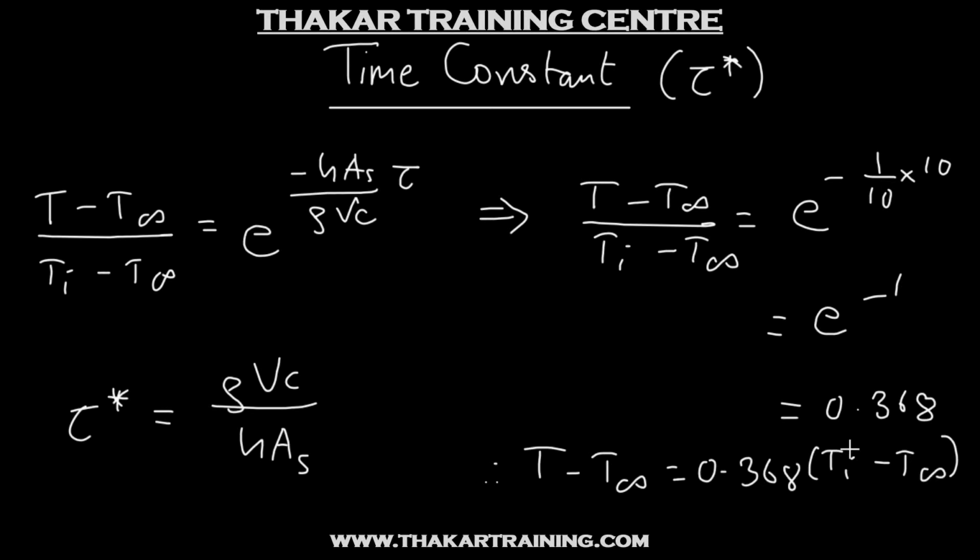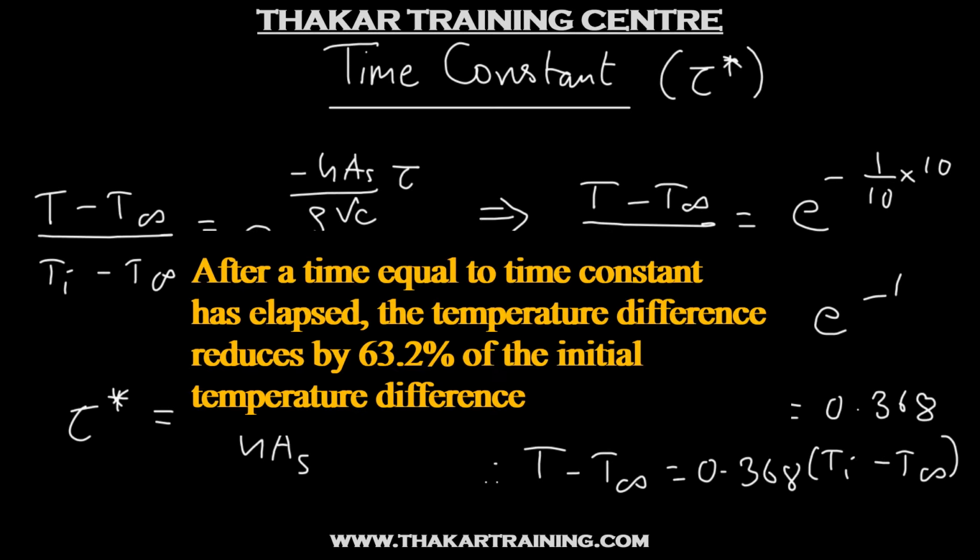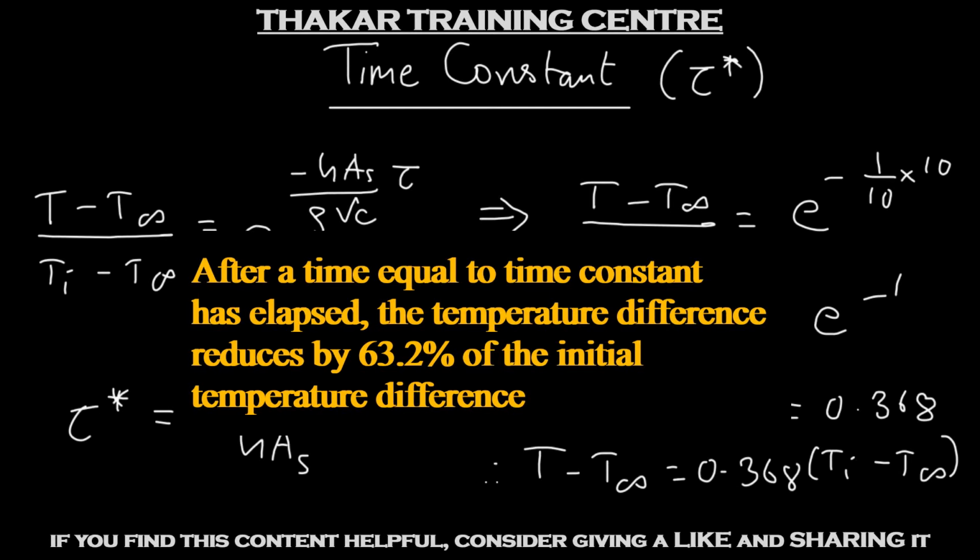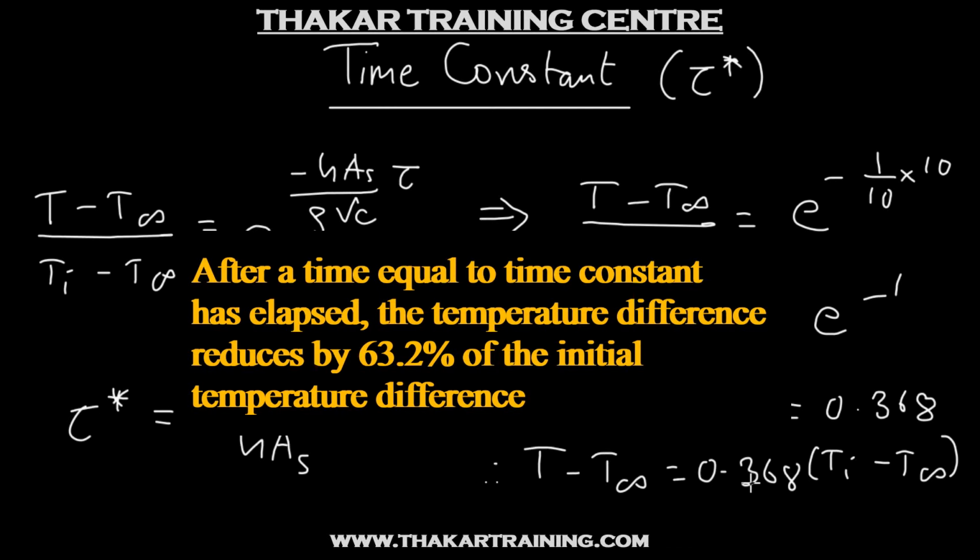So what do we understand from this equation? After a time equal to one time constant has elapsed, the temperature difference, that is T minus T infinity, becomes 0.368 times the initial temperature difference. That is, it becomes 36.8% of the initial temperature difference. So in a time interval of one time constant, the temperature difference is actually reducing by 63.2%. So this is what we essentially mean by time constant.